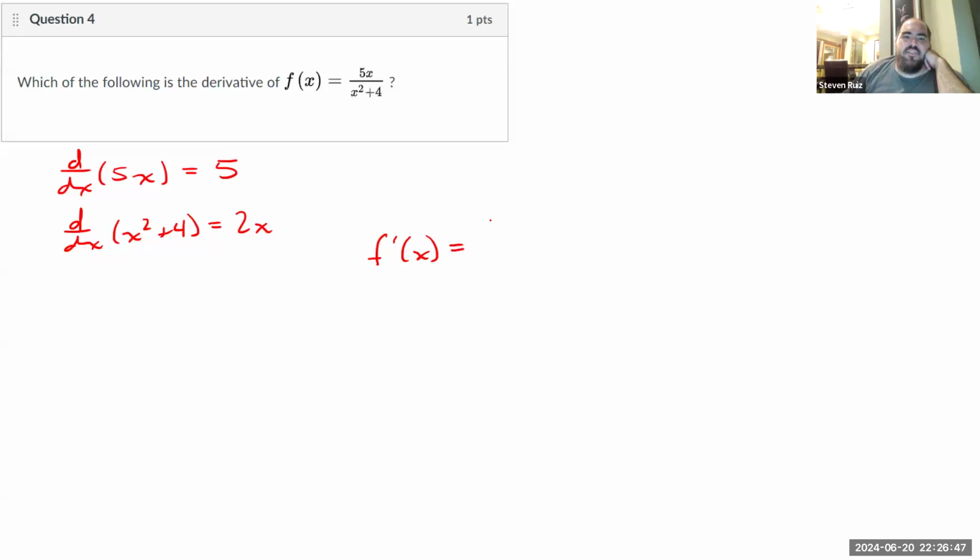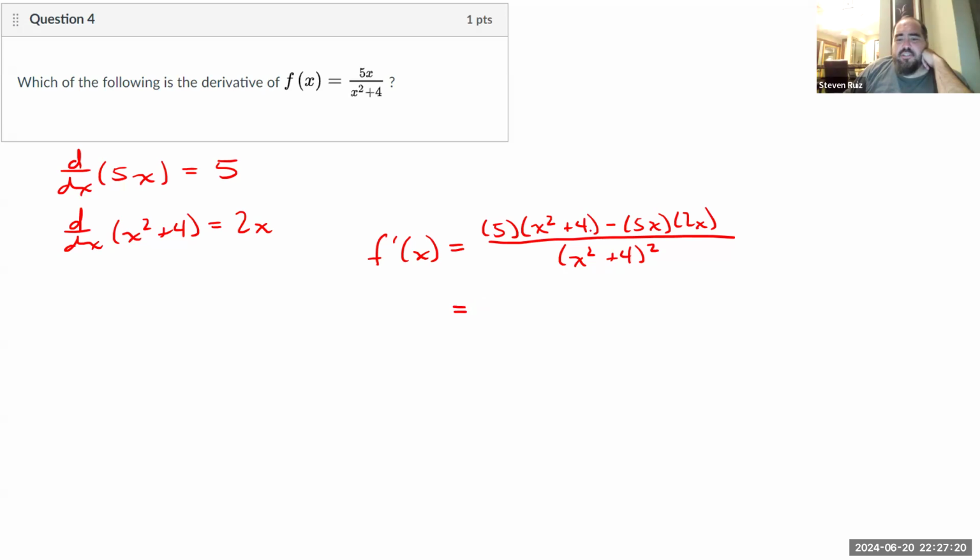So it's going to be the derivative of the function in the numerator, so that's 5, times the function in the denominator, left intact, so x squared plus 4, minus the function in the numerator, so 5x, times the derivative of the function in the denominator, so that's 2x, all over the denominator squared.